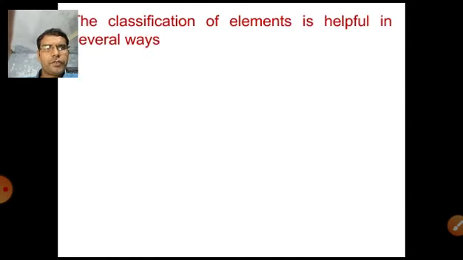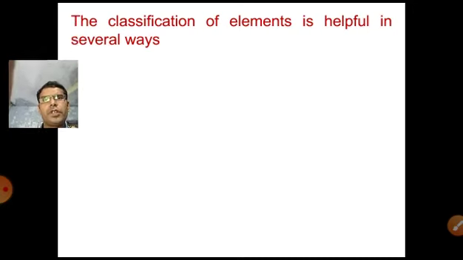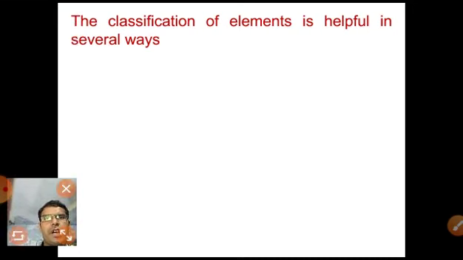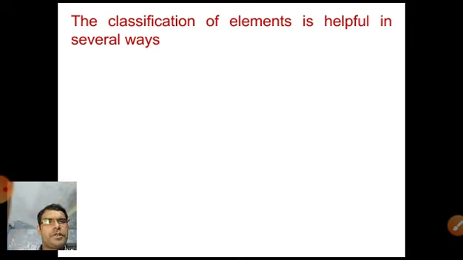In this field, the first scientist, Dobereiner, classified the elements, and then Newlands, and then Mendeleev, and then Moseley and Bohr also classified the elements in a subsequent way. Now the question is, if we classify the elements, how is it helpful to us? The classification of elements is helpful in several ways. How?